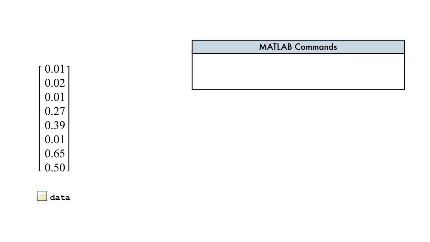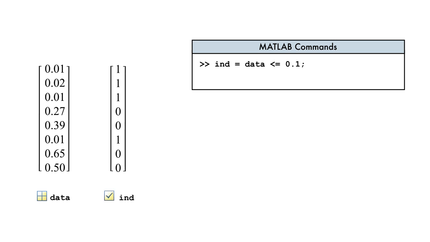Now, we just need to change all of the small numbers to 0. No problem. First, let's create a logical vector using the less than or equal to operator. Now, to modify elements of data where the condition is true, we use the logical vector to reference the appropriate elements of data, and the assignment operator to change those values to 0.